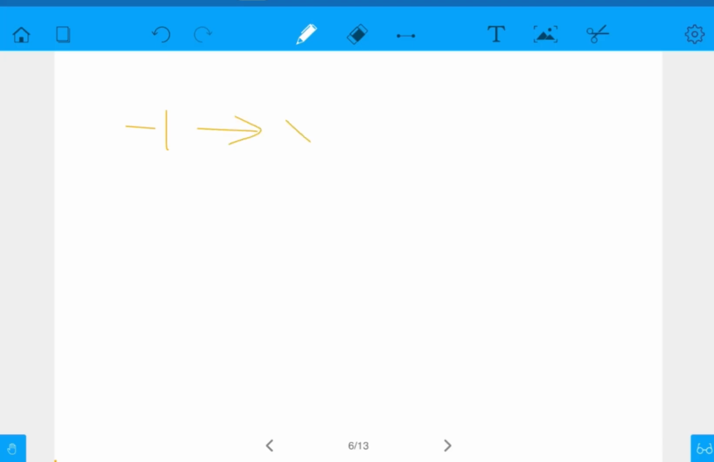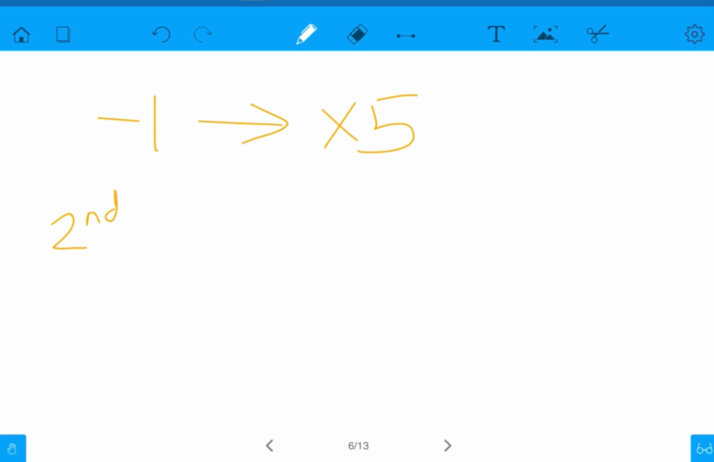And then times 5. We know that the first term is 4, so we need to work out the third term. So the second term will just be 4 minus 1, 3, then times 5, which is 15. And in the third term, we just do 15 minus 1, so 14, and then 14 times 5, that's 70.